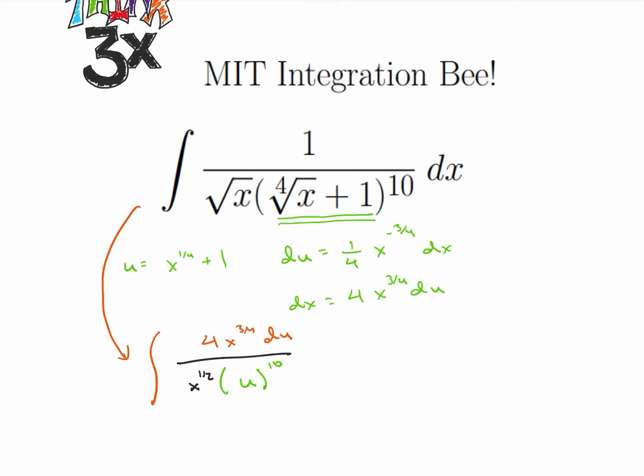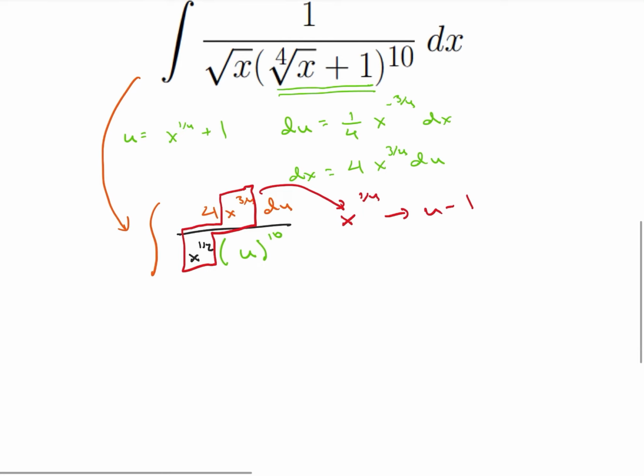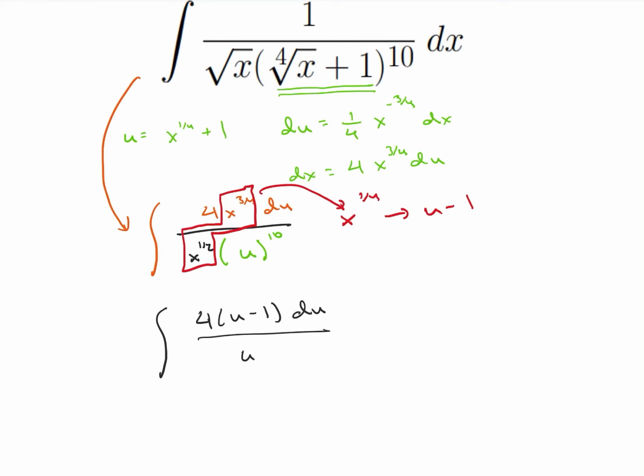But what do we notice here? We notice that I have x to the 3/4 divided by x to the 1/2, and that is x to the 1/4, which is u minus 1. So what can we do here? We can rewrite this as the integral of 4 times u minus 1 du over u to the 10th. And at this point, we're at our solution. This is a pretty easy one to work forward from at this point.